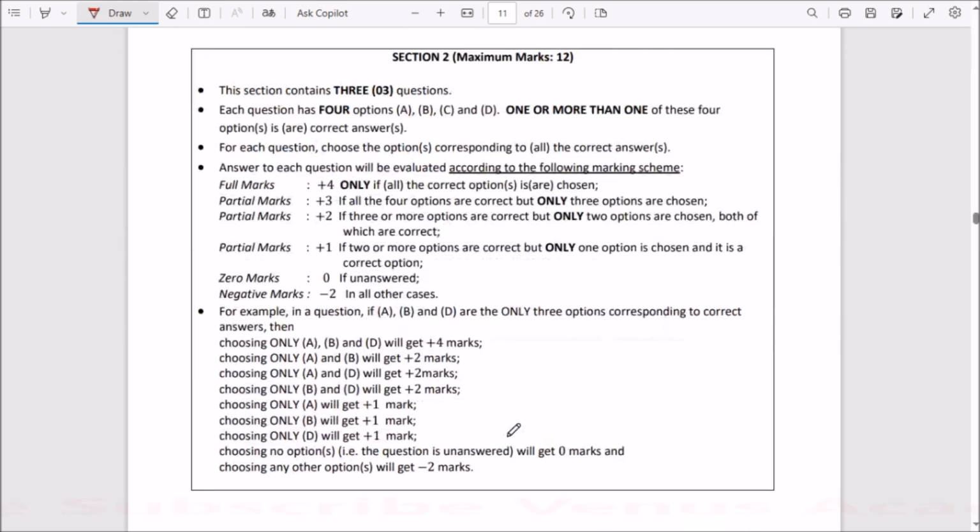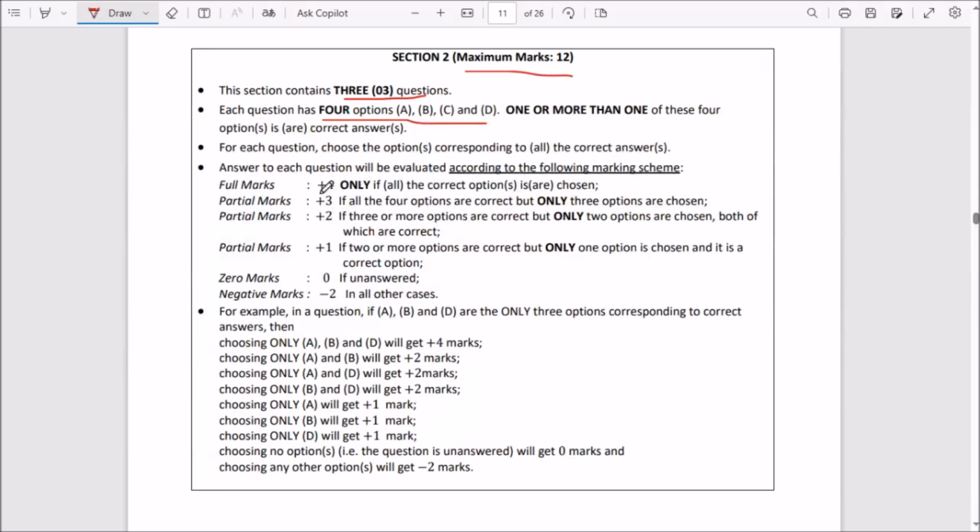Next, dear students, section 2 of physics paper consists of 12 marks, and the section contains 3 questions. Each question has 4 options A, B, C and D. One or more than one of these 4 options are correct. For each question, choose the options corresponding to all the correct answers. Answer to each question will be evaluated according to the following marking system.